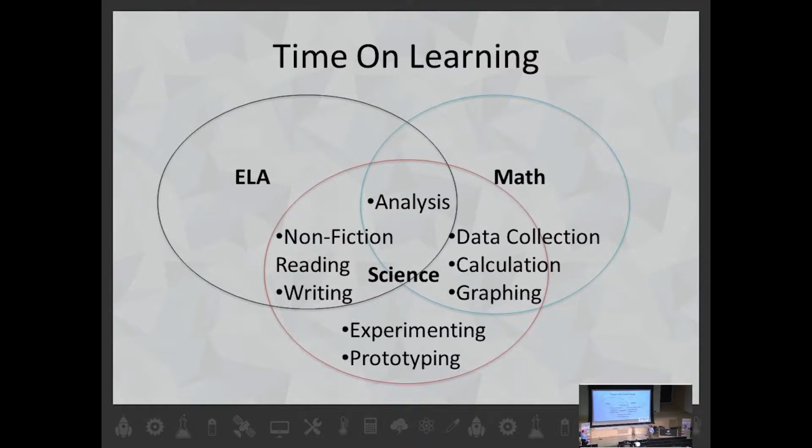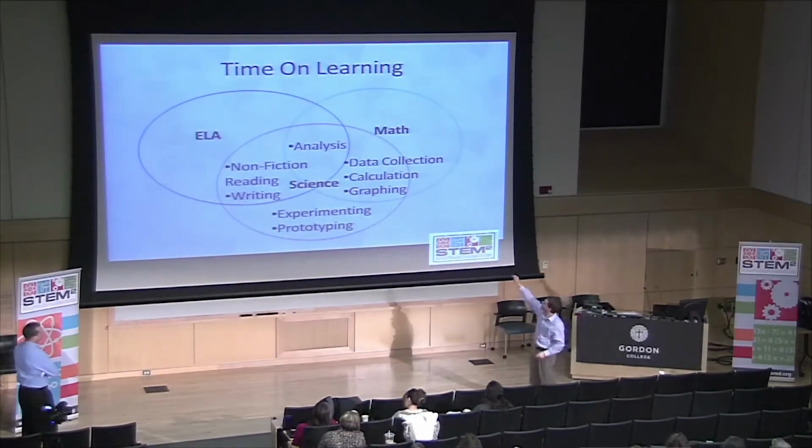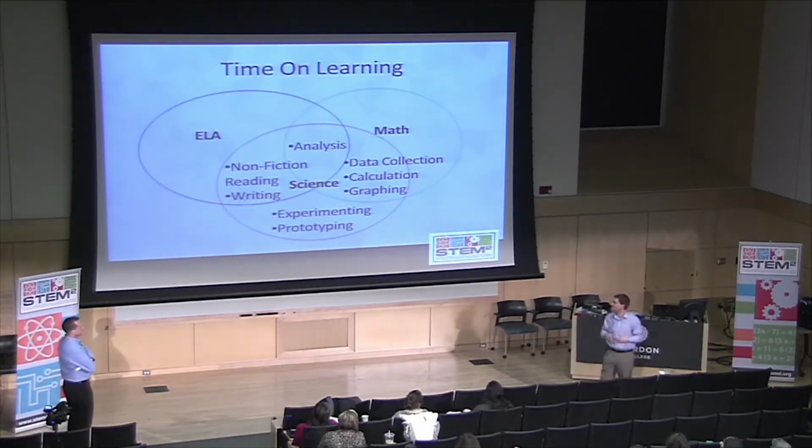So really, if you pull science out and make it all on its own, you've lost value in math and in ELA, right? By being able to do two things at one time and creating a more rich set of connections. But at the same time, you're creating time on learning issues for yourself, because to really do this effectively, you're spending several hours a week among these things, okay?